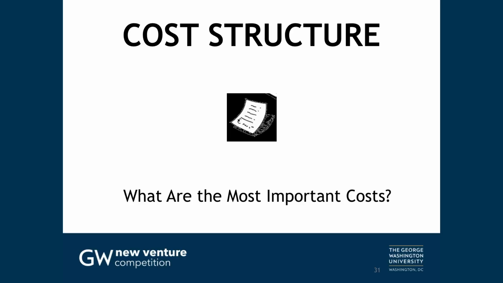So the next block, the bottom block on the left side of the business model canvas, is around cost structure. What are the most important costs that you need in order to be able to deliver your value proposition to your customers and to continue your business model?